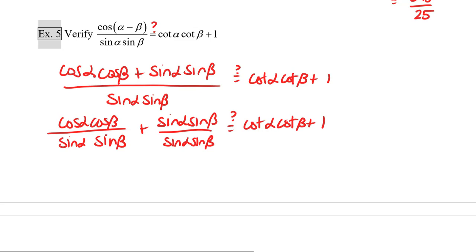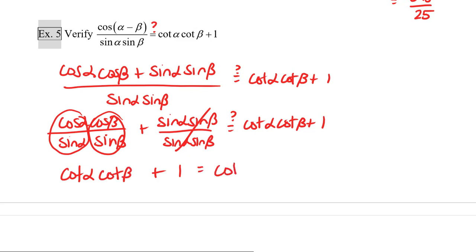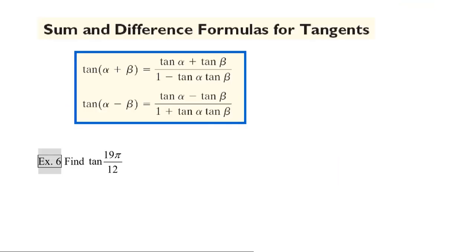Now if I look at the term on the right, that actually completely cancels out and that turns into a 1. When I look at cosine alpha over sine alpha, that's the same as the cotangent of alpha, and the cosine of beta over sine of beta is the cotangent of beta, which is what I was trying to equal. So we are verified. We also have sum and difference formulas for tangents, and we'll do a practice problem with this.